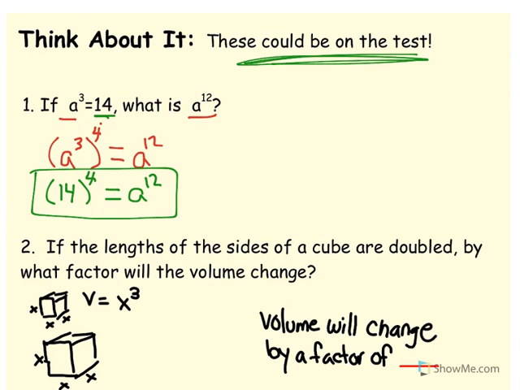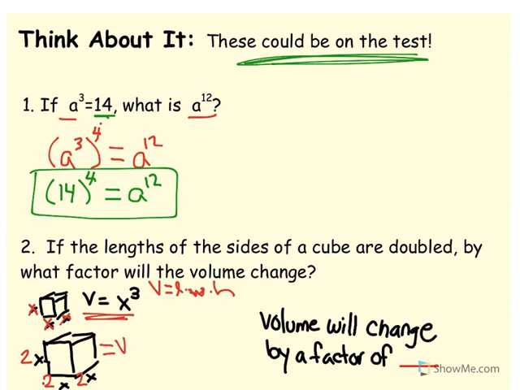This one says, if the lengths of the sides of a cube are doubled, by what factor will the volume change? This is one, when in doubt, draw it out. If we have a cube and we want to find the volume, in case you forgot, volume is length times width times height. So if we don't know any dimensions, we could just say each dimension is x, and since it's a cube, they're all the same dimension. So the volume would be x times x times x, which is x to the third. So the question is, if the lengths of the sides are doubled, well, double x is 2x.